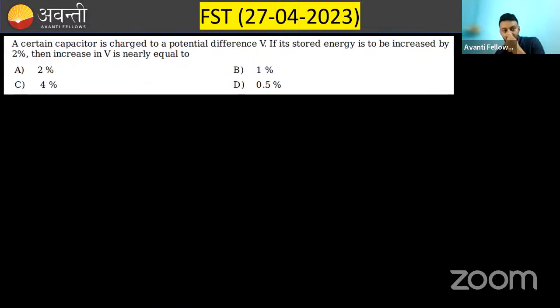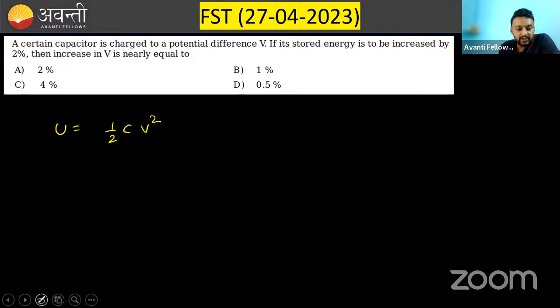Moving further. This question you can solve easily. A certain capacitor is charged to a potential difference V. If its stored energy is to be increased by 2%, then the increase in V is nearly equal to. Now I am saying that energy stored in the capacitor is half CV square. Clear? Now if capacitance is not changing, they are asking the change in V only.